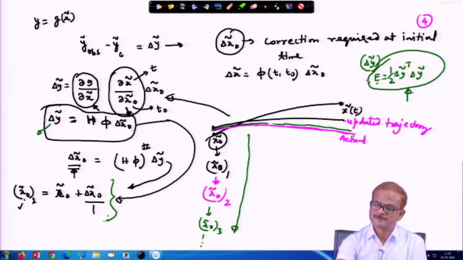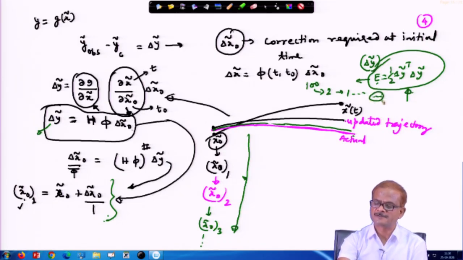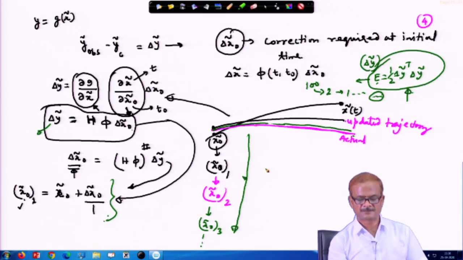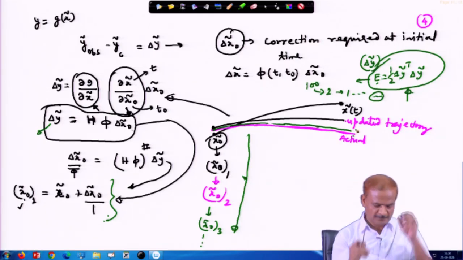So, this will minimize. Initially, say E might be some numerical value, let us say 100. As you progress with this iteration, it will come down and go to 1, and then it will come in fractions. So, after some tolerance is reached, you stop the iteration, and the process that we do here is called batch processing. Okay, we take all the data points on the trajectory and then do the processing.